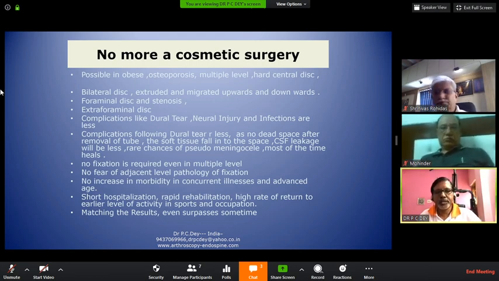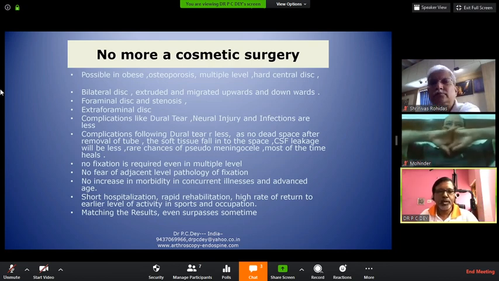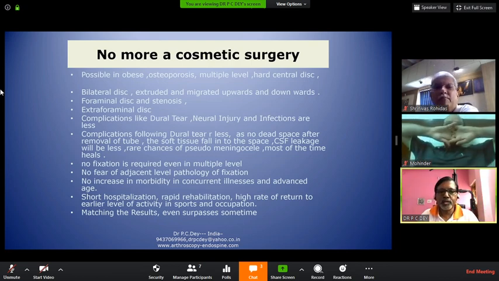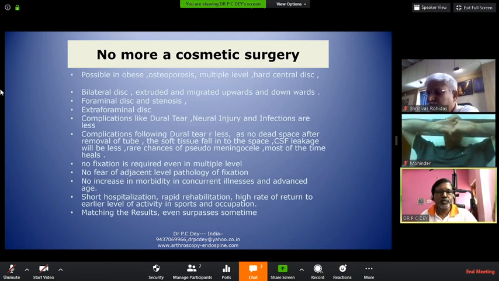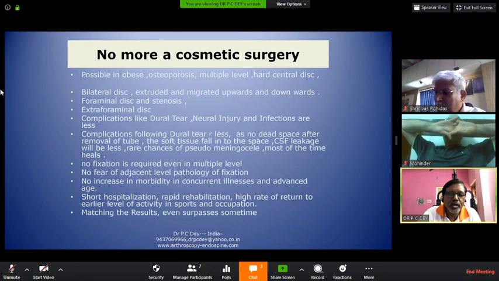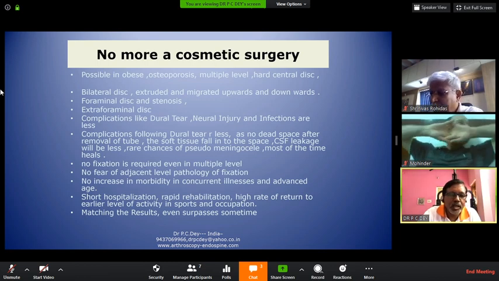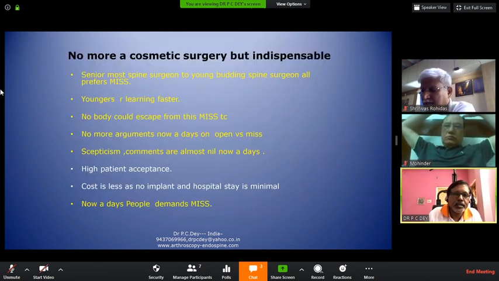There will be no dead space, and the leakage of CSF will be minimal, and usually it heals without any pseudomeningocele or complications. That is the beauty of the surgery and the beauty of the endoscopic technique. No fixation of multiple levels like this is required. All these things were already discussed.